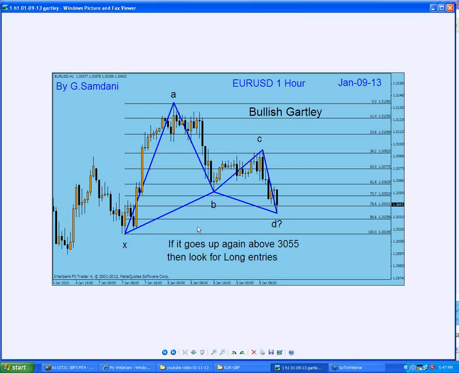This one came out, and it was mailed out immediately as soon as I made this. If it goes up again above 30.55, this is one of the numbers on my SNR sheet that I provide. And these numbers always play good. So I said, well, if it stays below 30.55 and breaks this low, then this pattern is no more good. Only way is that we're gonna go long if it goes above 30.55, which it did, nice and clean.